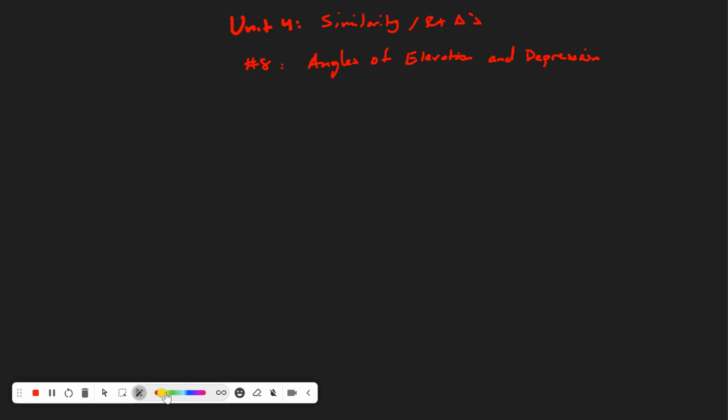Okay, so let's talk about these two types of angles in terms of building them, and then we'll do a couple word problems as examples. All right, so first of all, let's talk about our angle of elevation. So when you think of elevation or elevator, think of going up, right? So an angle of elevation is built by a horizontal. Typically, it's the ground. It could be someone's line of eye level, but typically it's the ground.